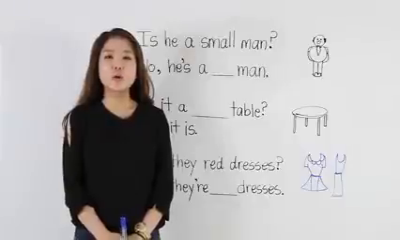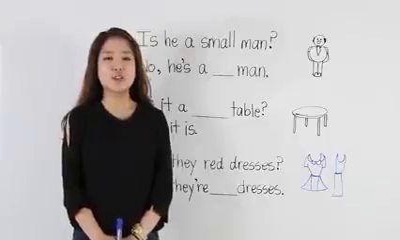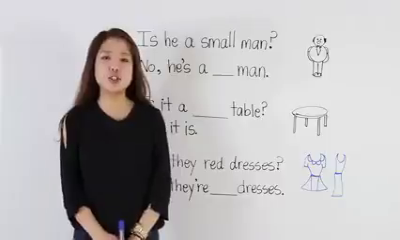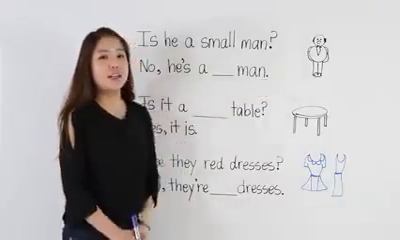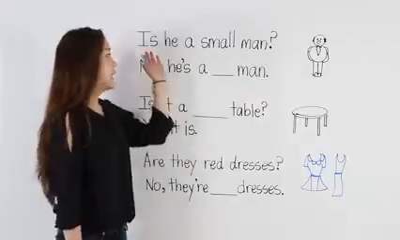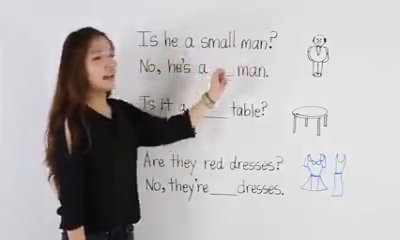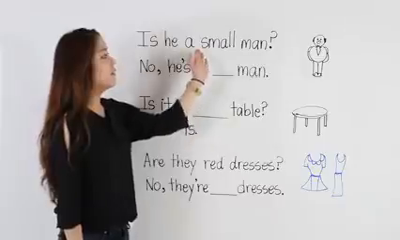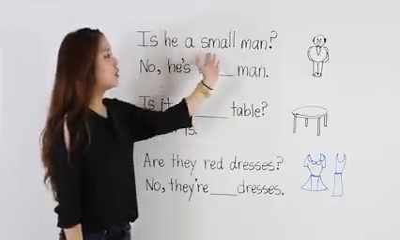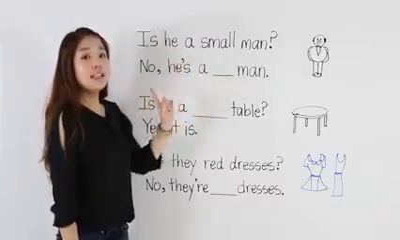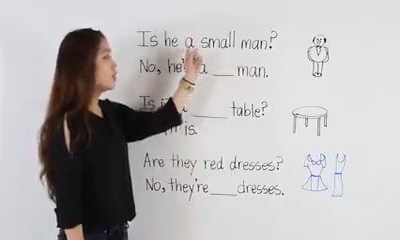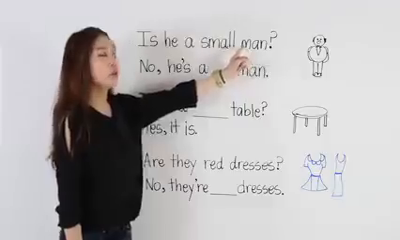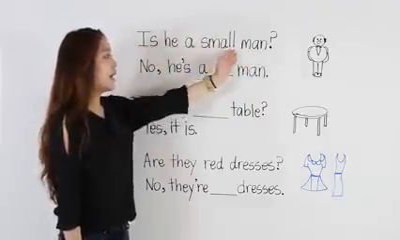Okay, now we're going to practice asking and answering questions using adjectives. Okay, so we have a man here. I want to ask, is he a small man? Okay, we have the adjective small. Notice, even in a question, we have to put the adjective after the article and before the noun. Is he a small man?